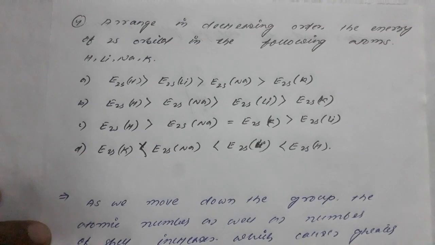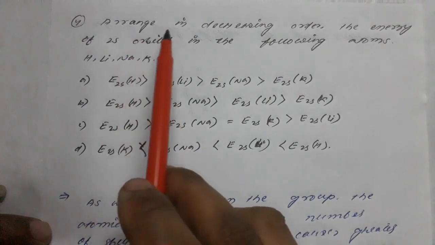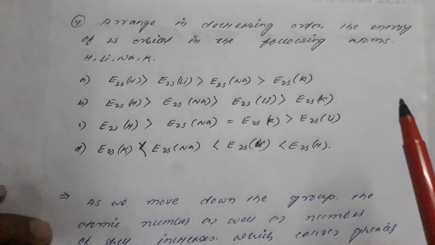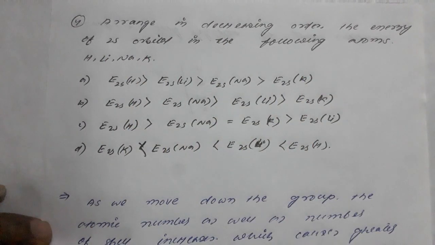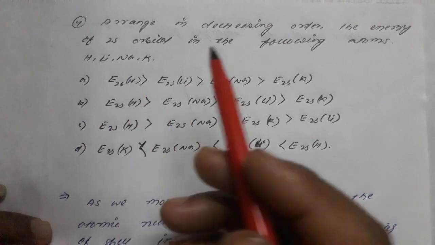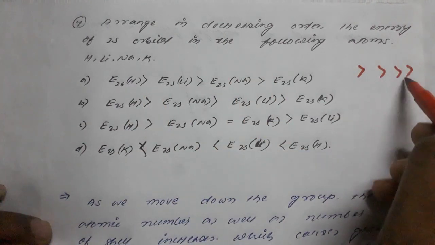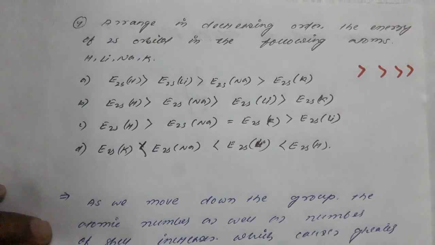Okay, this is another interesting question. It says arrange in decreasing order the energy of the 2s orbital in the following atoms. Decreasing order means we have to draw increasing first, so the highest one like this, and we have to go like this. Okay, this is decreasing order.